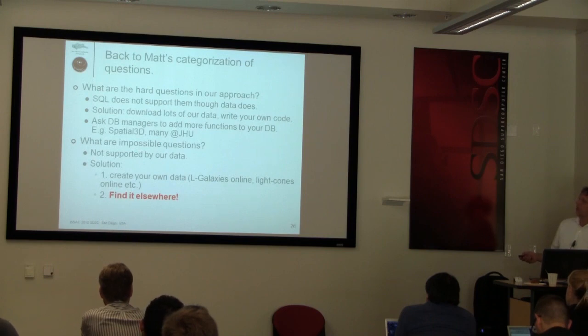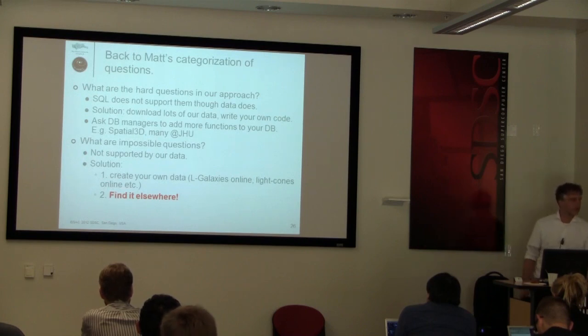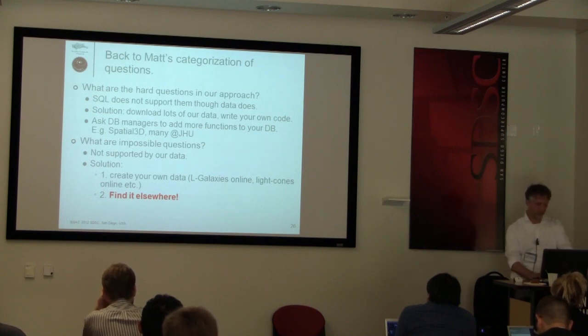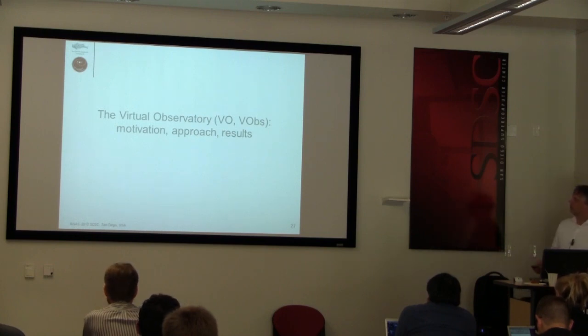But are there any impossible questions for us at the moment? And so again, what would you do there? They are questions that are not supported by our data, so you can run them yourself, like we'll do. But we can also try and see, okay, maybe somebody else has actually answered this question. Maybe somebody else has the data and the tools available. And so an approach to answer these impossible questions, according to his categorization, is to try to find it elsewhere. And this brings us to the last part of my series, which is to talk about the virtual observatory.